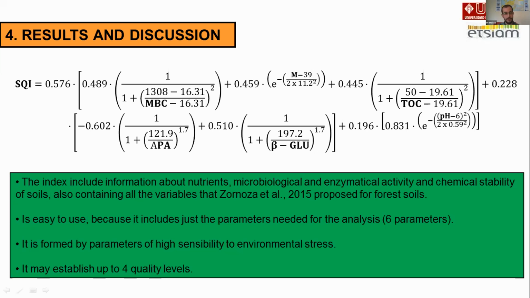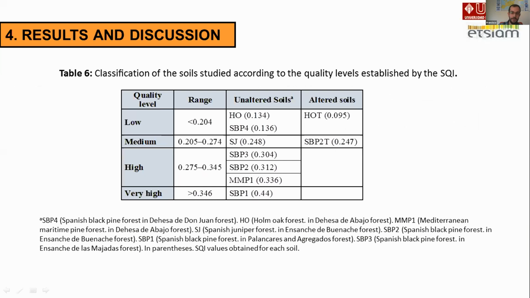It is formed by parameters of high sensibility to environmental stress, such as the microbial part, and using this index allows us to establish up to 4 quality levels. Those quality levels are a low level, a medium one, a high, and a very high level.